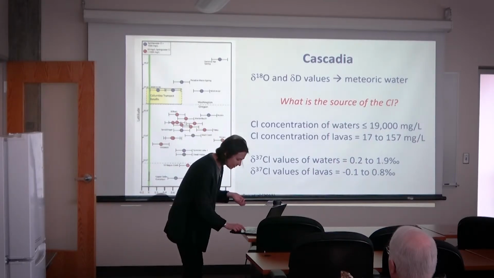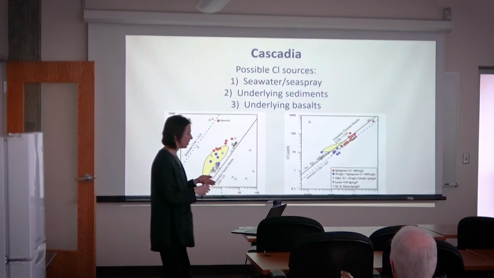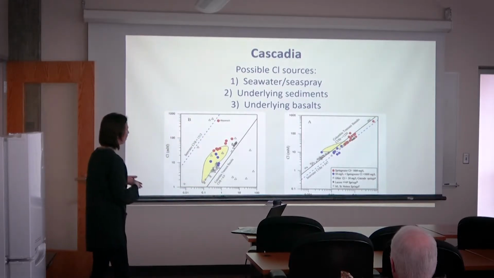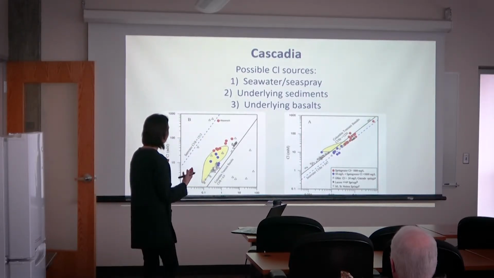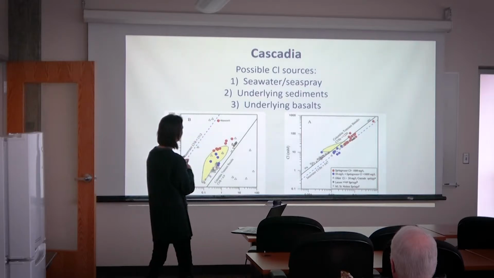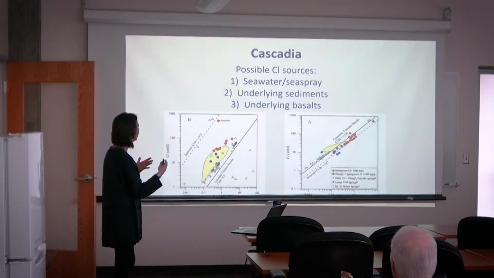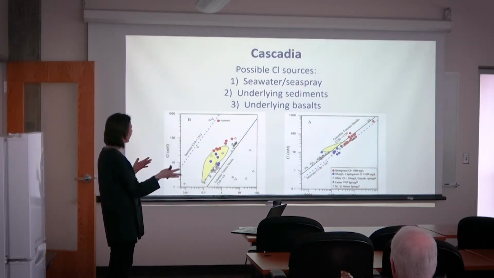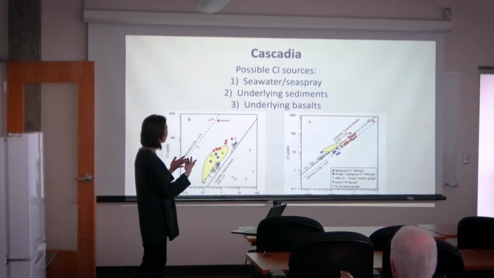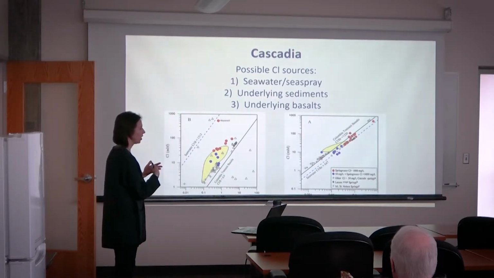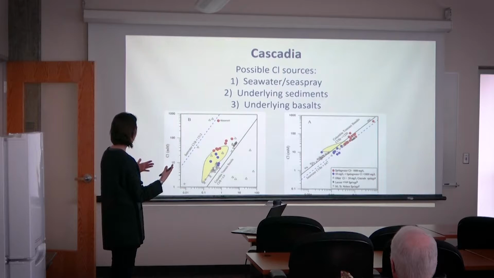It's been previously proposed that some of the possible sources for chlorine, maybe there's a small slab component, but we first looked at whether or not there's seawater or sea spray coming into them. We need to rule out any interaction with underlying sediments, or any interaction with these underlying basalts.